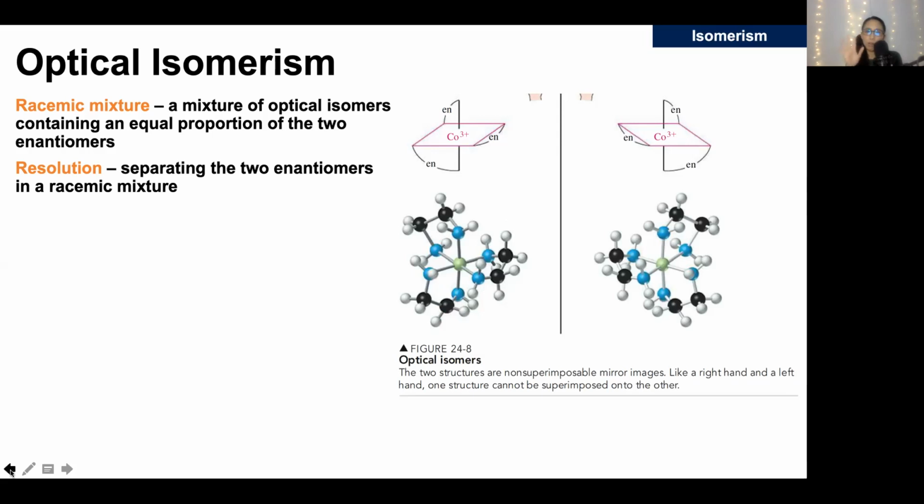Again, we have 2 general types: structural isomerism and stereoisomerism. Under structural isomerism, you have ionization, coordination, and linkage isomerism. And under stereoisomerism, you have geometric isomerism and optical isomerism.